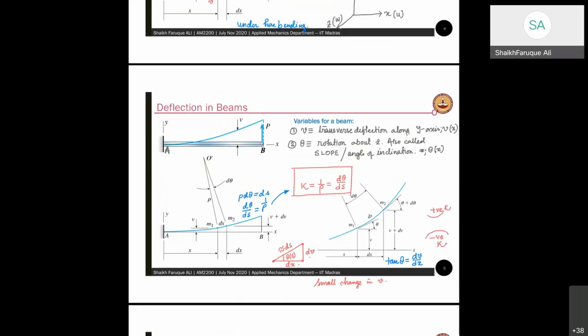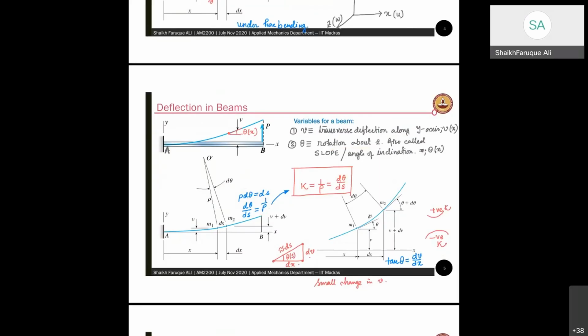So how do you calculate theta? Let's say at this point you are calculating theta, so you put a tangent at this point, and this is your theta of x. And as I said, we know this relationship, rho d theta is equal to ds, and therefore d theta by ds is equal to 1 by rho, which is my curvature. So kappa is going to be d theta by ds. So I got one formula already, that kappa is equal to d theta by ds.